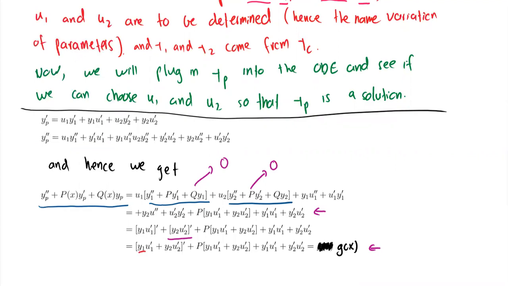Notice that this term here and this term here are the same, right? One is the derivative of the other. One is inside the prime, the other one is just multiplying p. If those two things were 0, that would be nice, right? Because that would simplify my equation. I would just be left with this part.